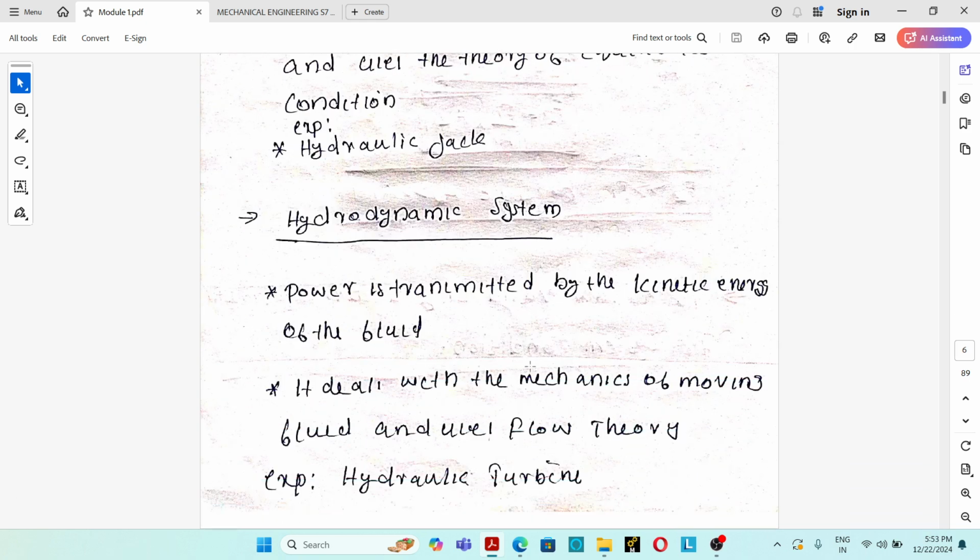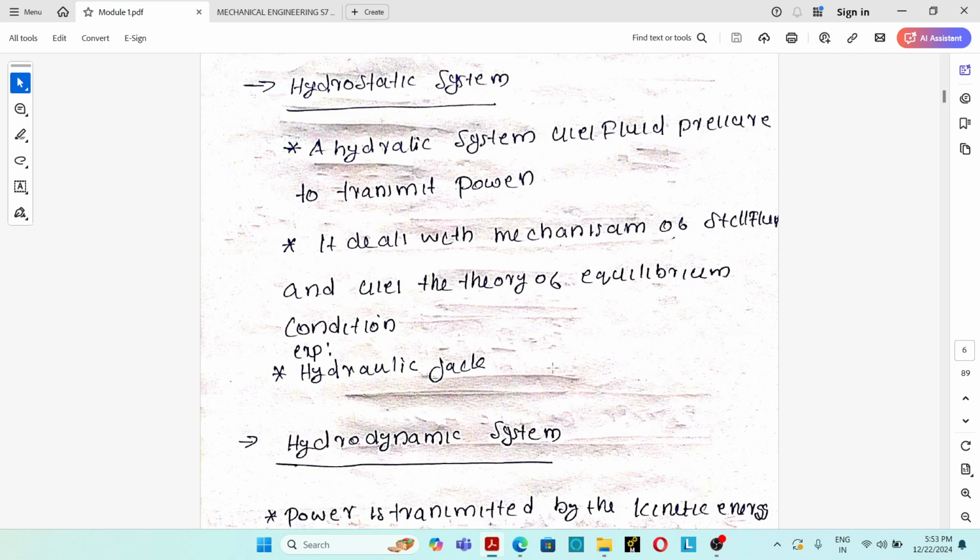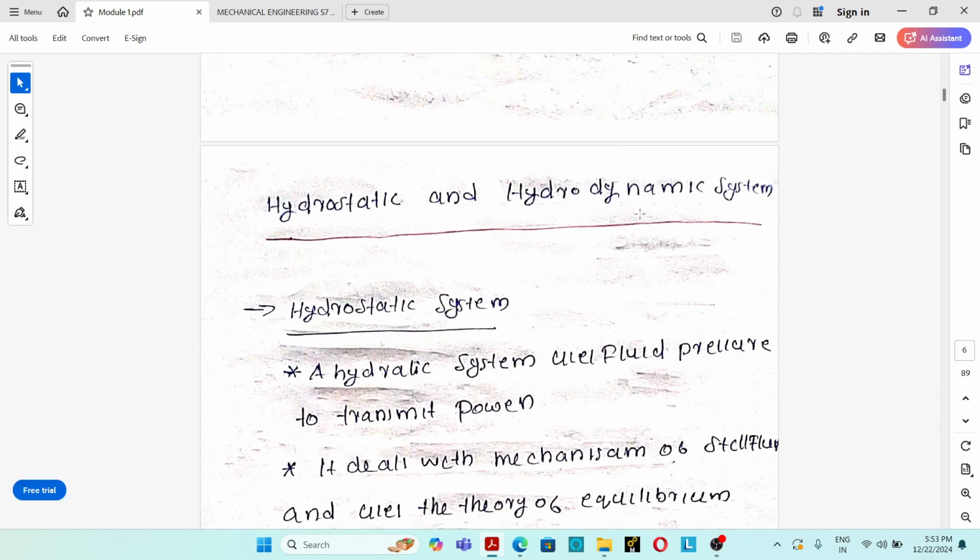In a hydrodynamic system, power is transmitted by the kinetic energy of the fluid. It deals with the mechanics of moving fluid and uses flow theory. An example is the hydraulic turbine. How is power produced from a hydraulic turbine? By utilizing the kinetic energy of the flowing fluid. So that's the difference between the hydrostatic system and the hydrodynamic system. In a hydraulic system, we are using the hydrostatic system to transmit power from one point to another point. Okay. So this is also a 3-mark question. Very important question: what's the difference between a hydrostatic system and a hydrodynamic system?